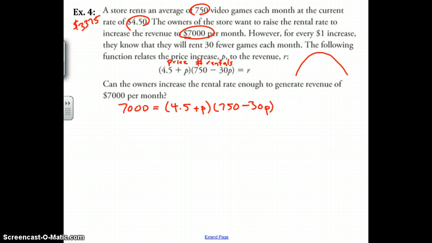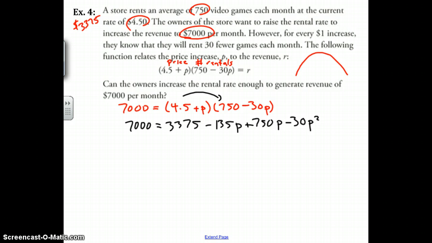Okay, so now to solve this, looking at this, it's factored, but there's a 7,000 on the one side, so we can't use this as factored form. What we have to do is work through this by expanding these brackets, then getting everything on one side and seeing what we can do from there. So we have 7,000 equals, and then we do FOIL here, or however you like to do that. This here is 3,375 minus 135p plus 750p minus 30p squared. That was from expanding that out.